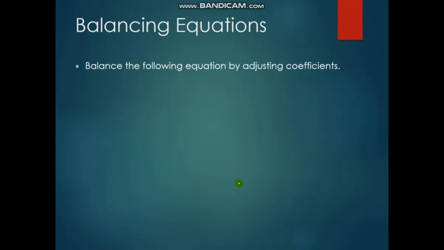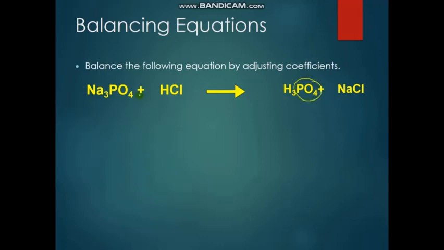Now let's move to other examples that contain polyatomic ions. In this example, we have sodium phosphate. It reacted with hydrochloric acid to form phosphoric acid and sodium chloride. So as you can see here in our chemical equation, we have one polyatomic ion. This polyatomic ion is known as phosphate.